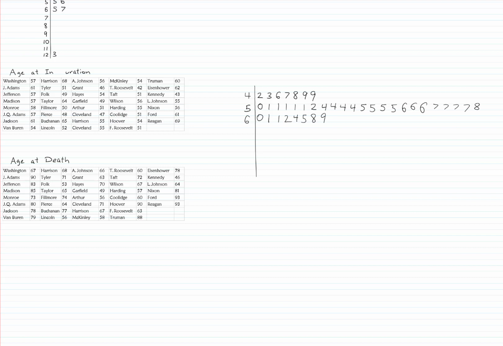Okay. Now, let's do a stem plot for the ages at death. Now, here's the thing. The stems aren't going to be exactly the same, but they're not that far off. They're in the same basic range. So watch what I can do. Let me move this down here so I can make it bigger again.